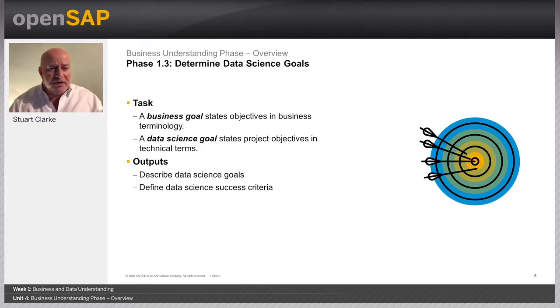The output from this is a list of the data science goals. Here we describe the intended output of the project that enables the achievement of the business objectives, but from the data science perspective. We also define the data science success criteria for a successful outcome to the project in technical terms. For example, a certain level of predictive accuracy or a propensity to purchase profile with a given degree of model performance, such as lift.